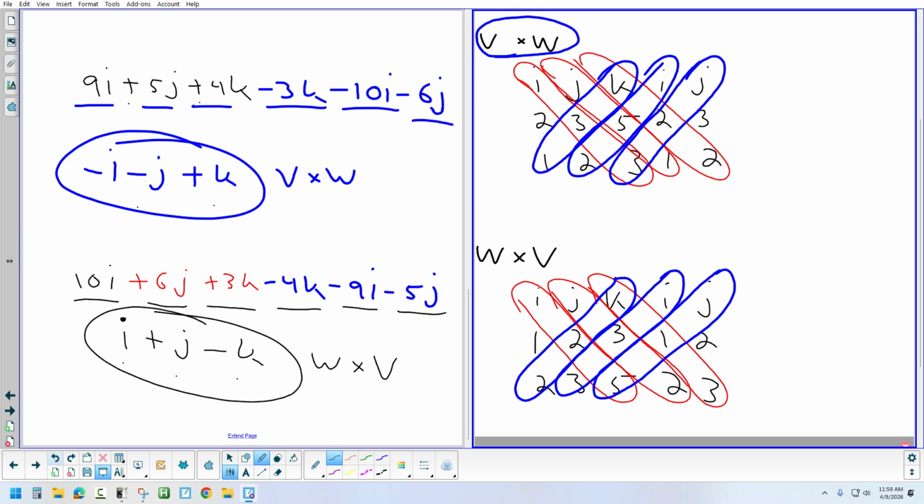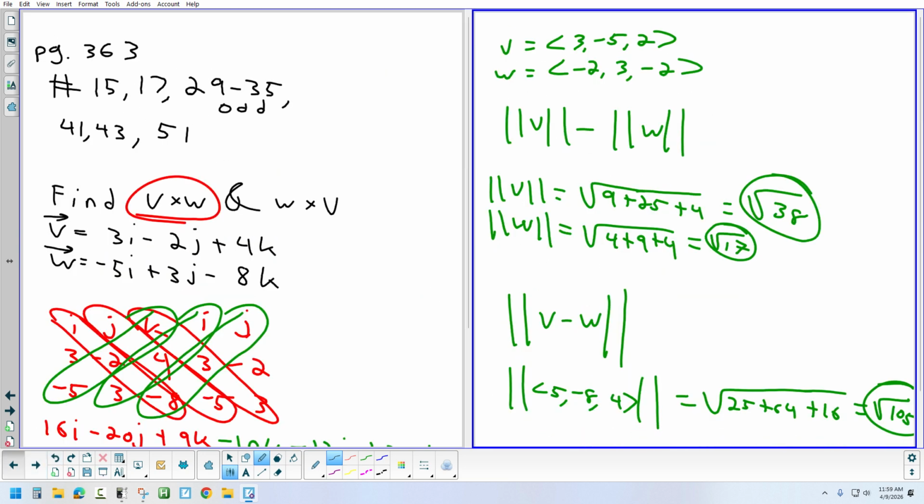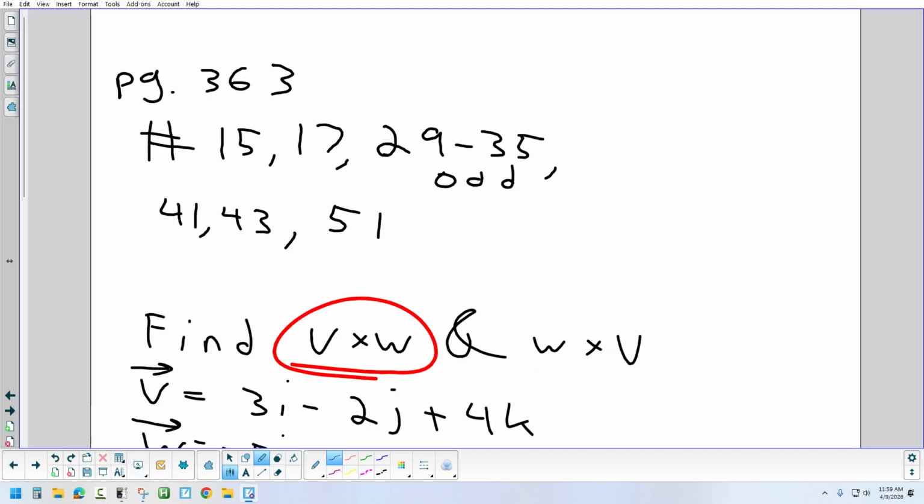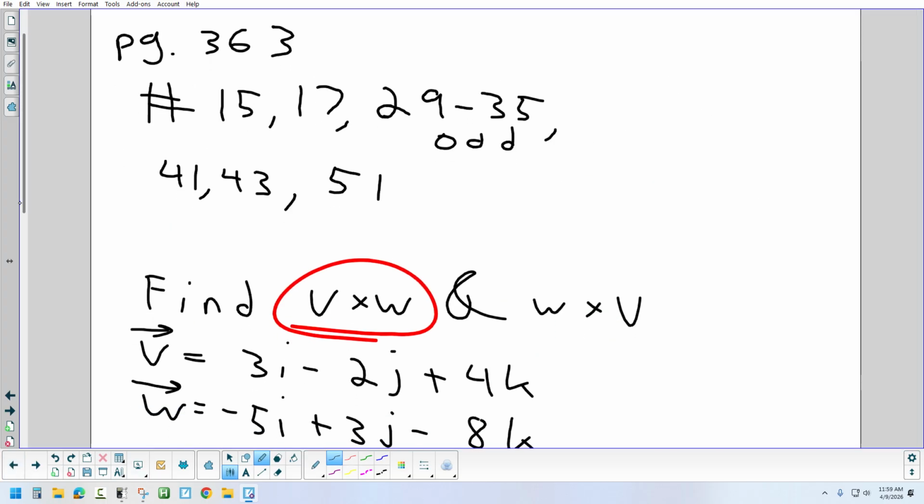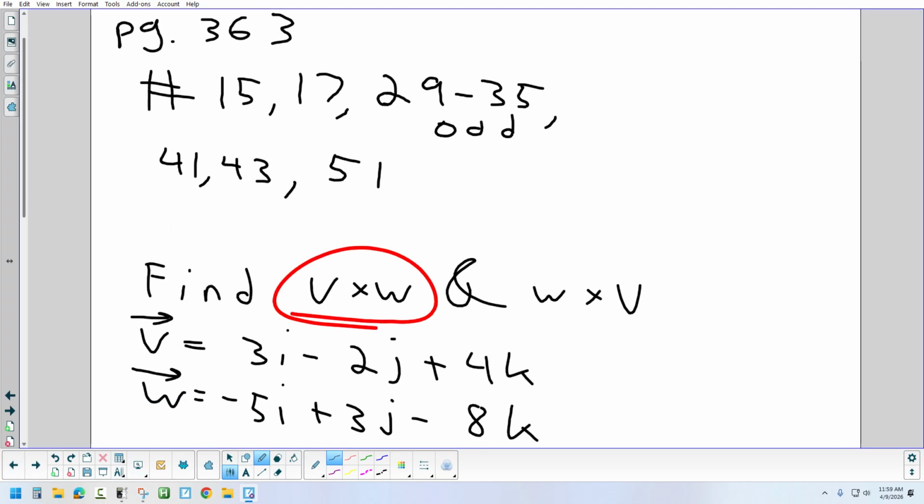Any question on that? All right. So the homework, mostly in the book, but there are 2 cross product problems, and those are written on the board. So do the questions on page 363 and find these 2 cross products. Really, it's just one cross product because once you get one, you automatically know the other.